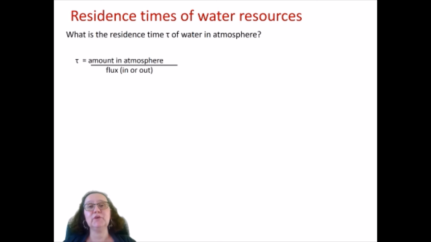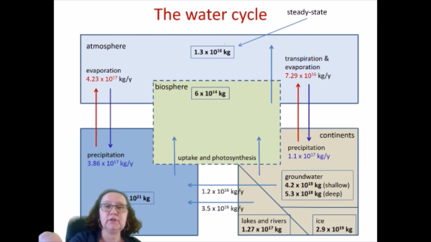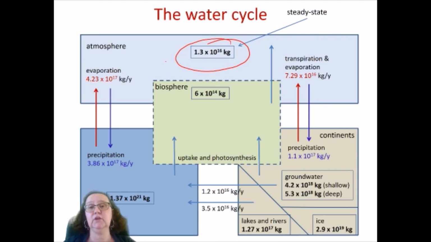I hope you stopped the video and had a go at trying this exercise. So what is the residence time, tau, of water in the atmosphere? Well, it is the amount of water in the atmosphere divided by the flux, the amount of water coming in and out. So if I go back to this slide, I know the amount of water in the atmosphere, 1.3 × 10^16 kilograms. And I need to divide that value by the amount of water coming into the atmosphere.